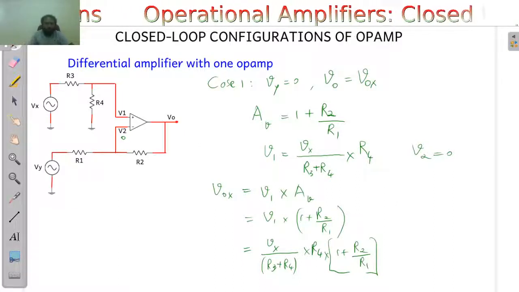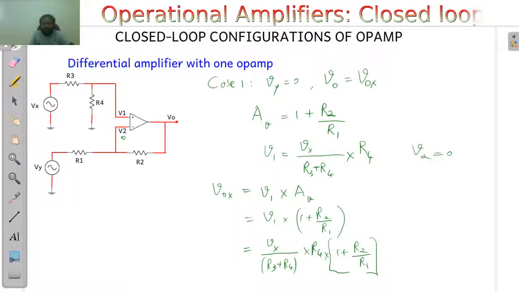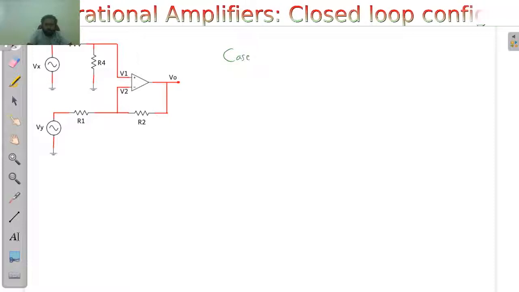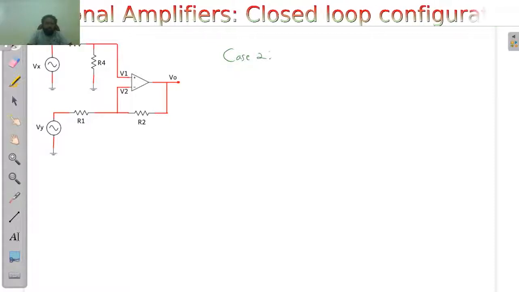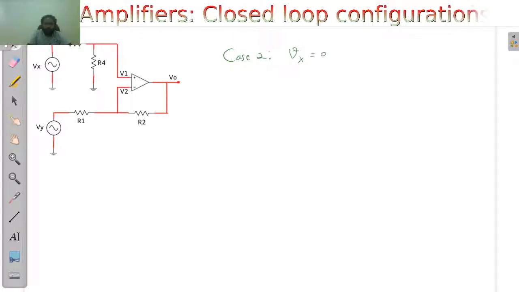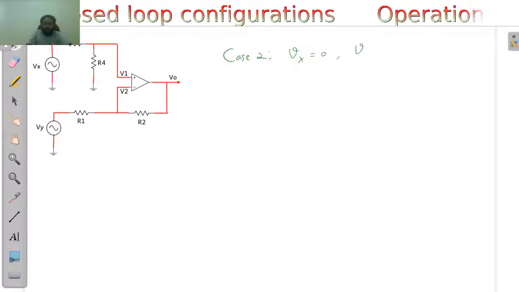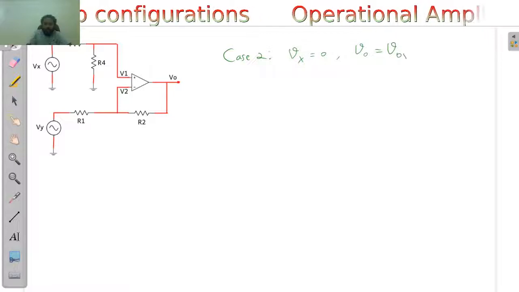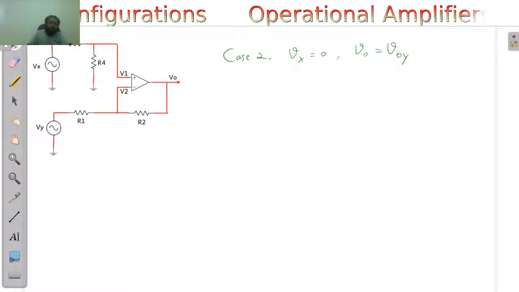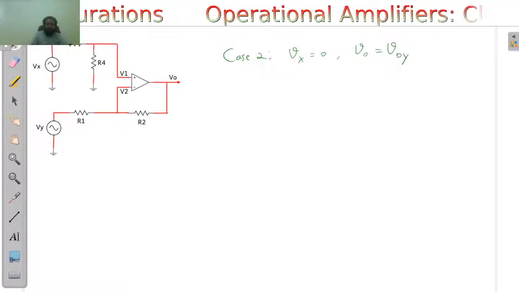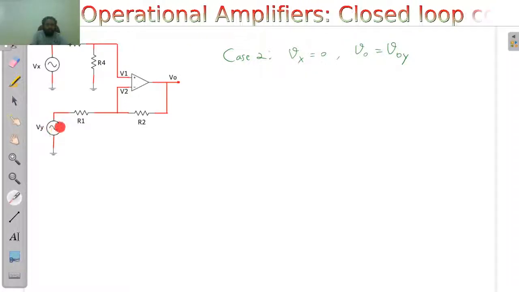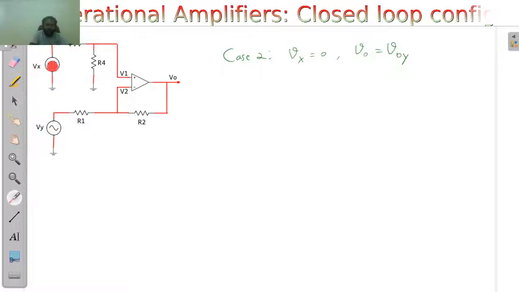Similarly, we need to have a case for Vx equal to 0, that is case 2, where Vx equal to 0. We will be considering our output equal to Voy, that is because of the presence of Vy. Here this Vy source is there and the Vx source is absent.